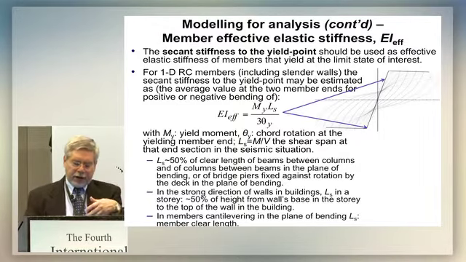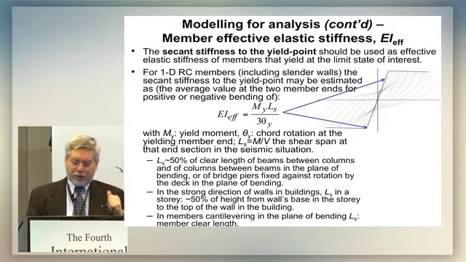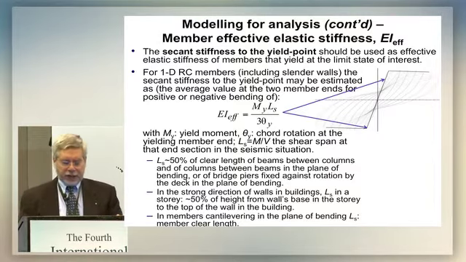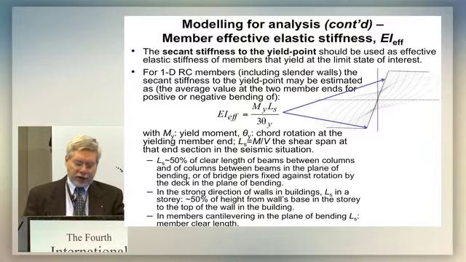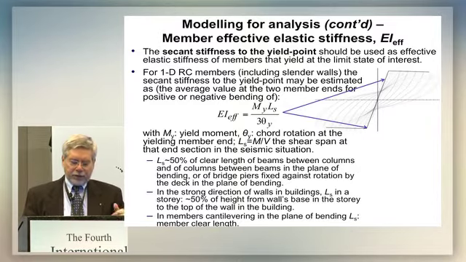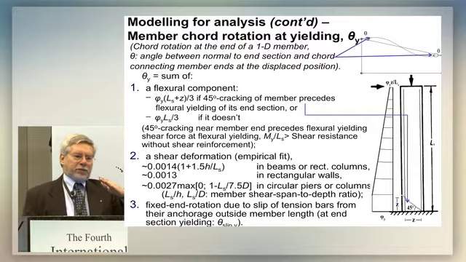But this expression is here extended to take into account, in addition, shear deformations along what is called the shear span, which is the ratio of moment to shear, and the fixed end rotation. So the expression gives the effective stiffness as the ratio of the yield moment calculated from section analysis, the shear span, which is normally taken as one half of the member length, divided by three times the chord rotation at yielding. What is chord rotation? Chord rotation is the angle between the tangent to the axis at the deformed position of the member and the chord connecting the two ends.